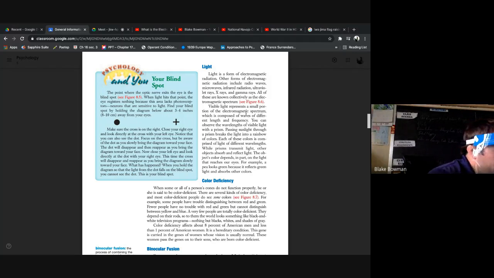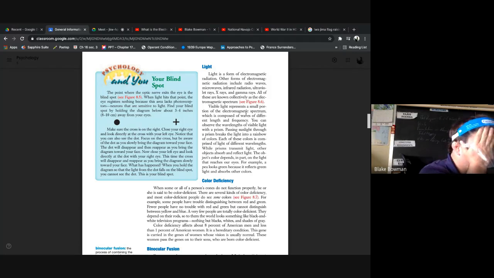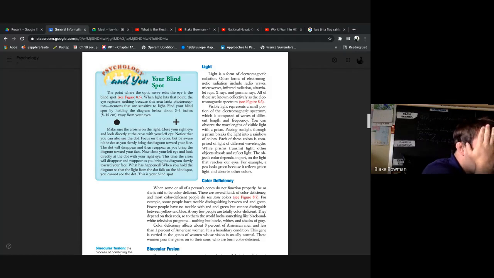So try this out on 216, your blind spot. What you're going to do is make sure the right eye is on it. Close your right eye and look directly at the cross with your left eye. So close your right eye, look at the cross. I can't do it with this thing on. Everybody fine? And you're going to look at the cross with your left eye. So notice that you can also see the dot.